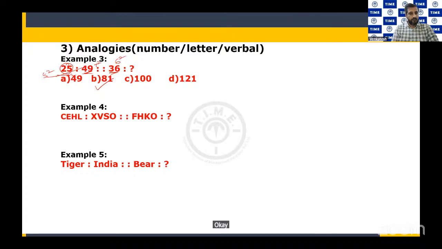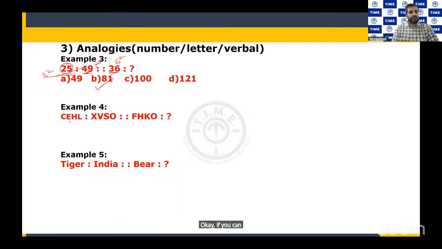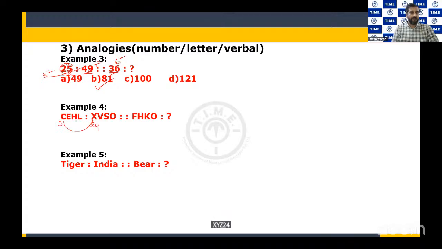Okay. Now, if you look carefully, I told you regarding the opposite pair of letters. If you can remember this question, you can answer quickly. CX is an opposite pair because C's place value is 3, X is 24, sum is 27. EV is an opposite pair. HS is an opposite pair. LO is an opposite pair. These are opposite pairs of letters.